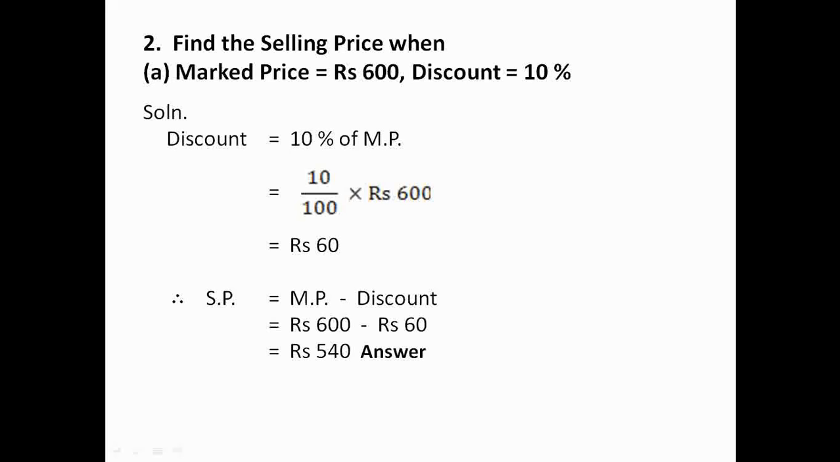Now it will be very easy for you to calculate the selling price. Therefore, selling price is equal to mark price minus discount. 600 minus 60 equal to rupees 540. I think you have understood. Now, whenever you go to a shop, if there is a discount, then easily you can calculate by yourself.